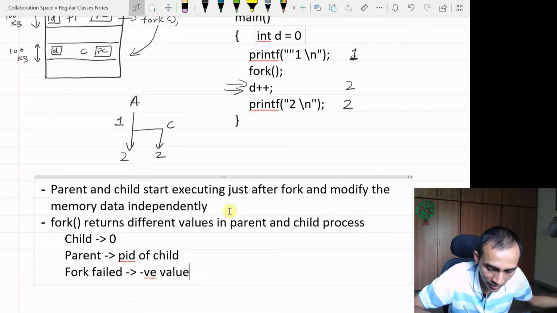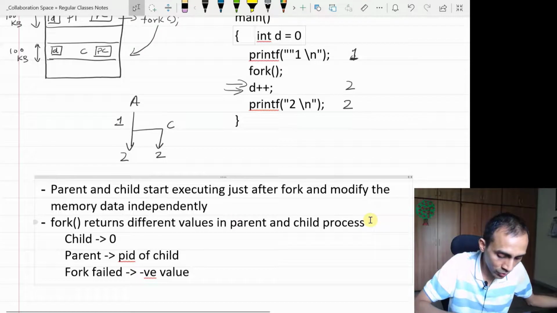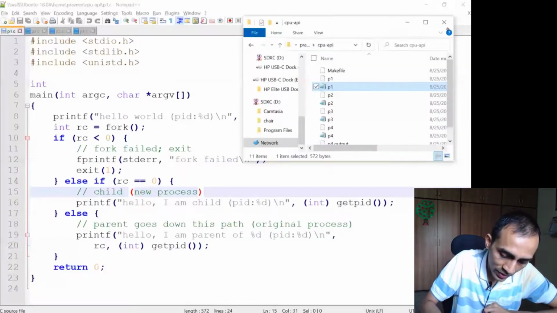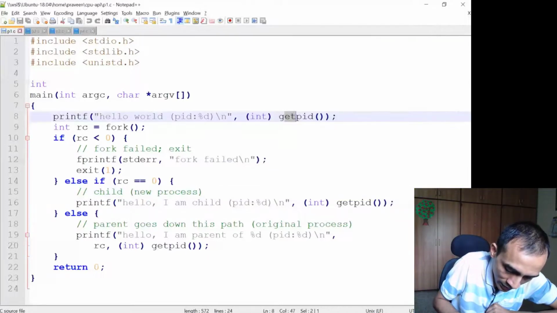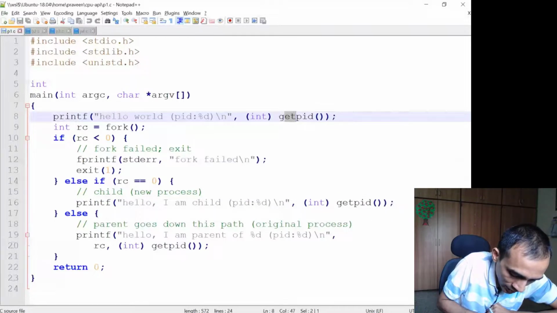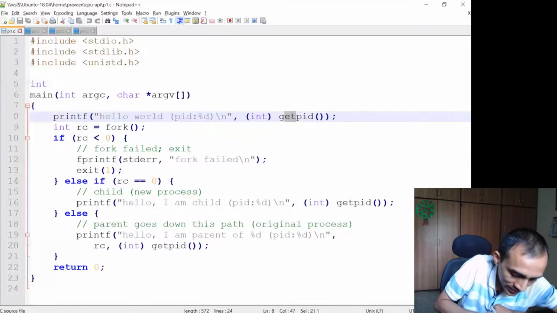So these three different values will be returned. For the child process, the return value will be 0. In case of the parent process, the fork system call is going to return the process ID of the child. So what this code is doing basically, as you can see here, is printing a hello world and printing the process ID of that process. And then it is calling a fork system call.